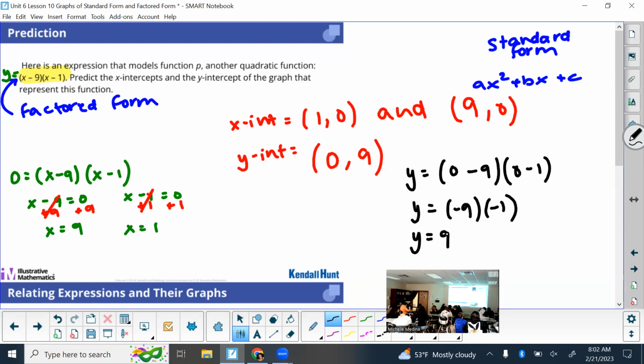And this is all stuff that we did with linear functions, if you remember. The definition of y-intercept is when x is 0. Definition of x-intercept is when y is 0, and that works for any function. So, questions on that?